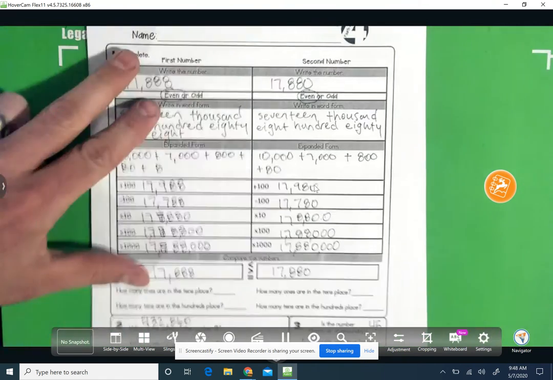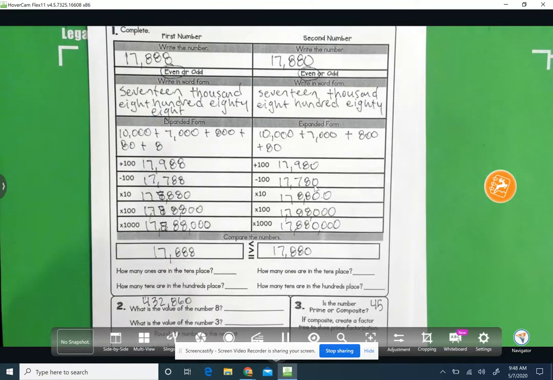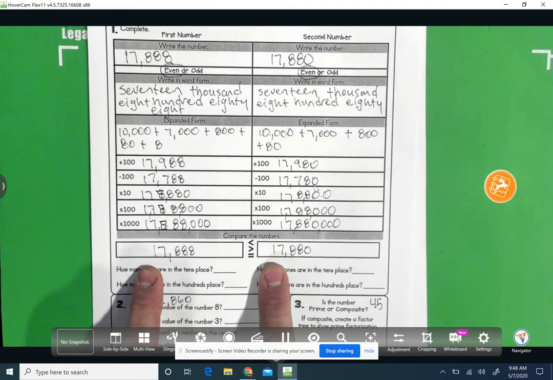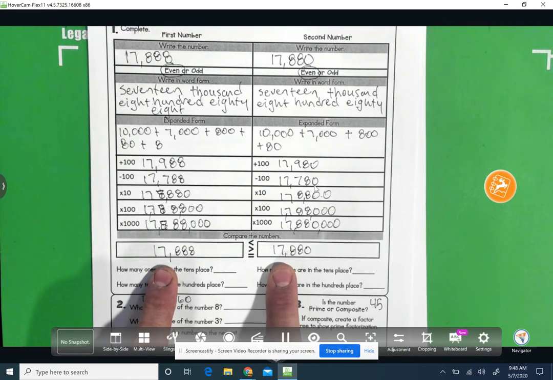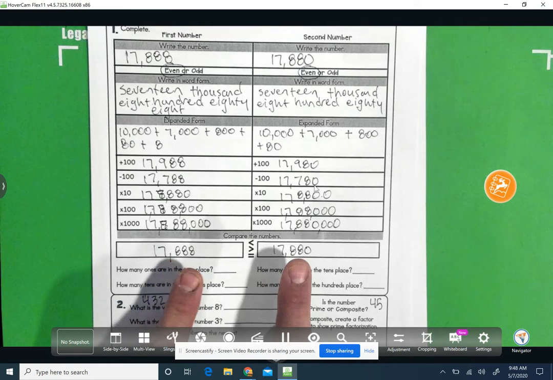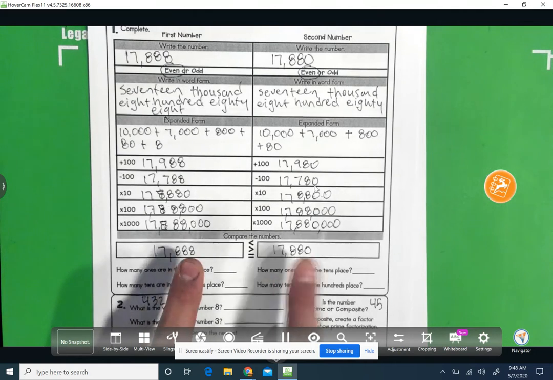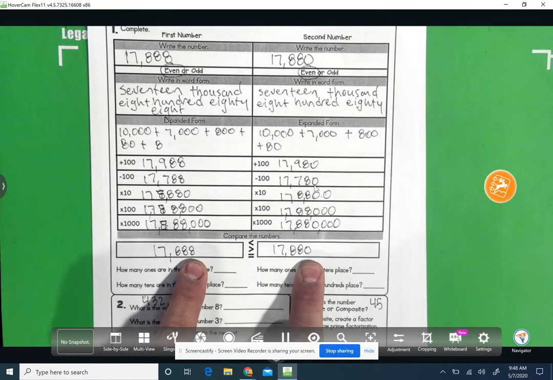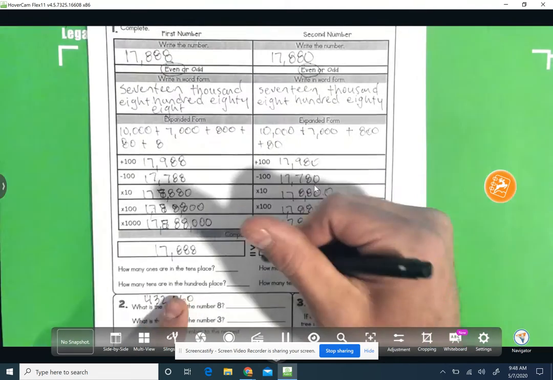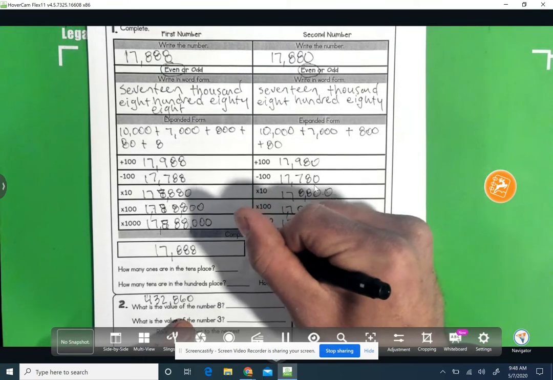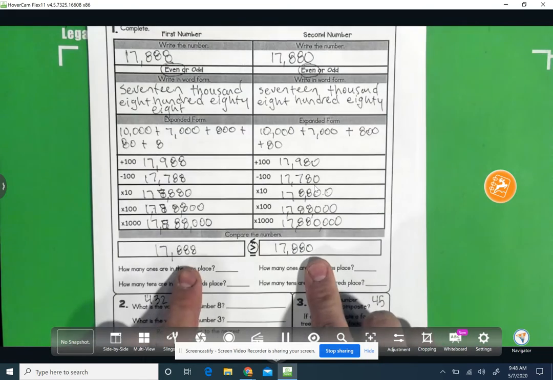All right, so comparing these two numbers. Now, when we're comparing these two numbers, we need to find the first digit place value position that has a different digit. So we're looking at the 10,000s, same. 1,000s, same. Hundreds, same. Tens, same. Finally, at the ones place, we have a spot where the digits are different. 8 is greater than 0, making 17,888 greater by only 8.